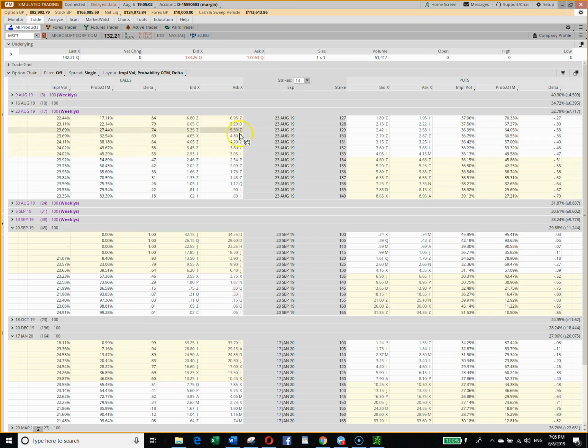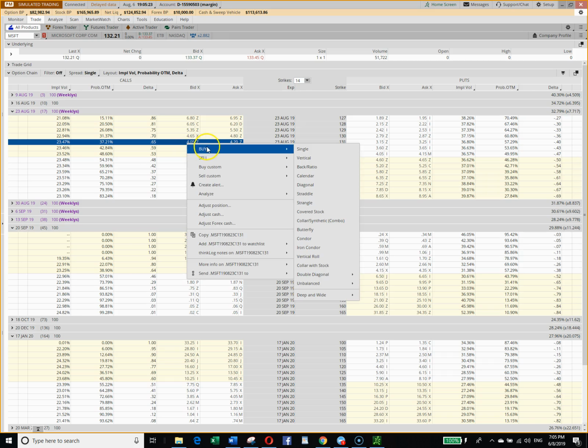It only shows you 14 options, right? You can click here to see all again, but we don't need that right now. So let's say I ask you to buy the Microsoft 23rd August 131 strike price option at 4.05. So this is a bid price. You will right click here, click buy, and choose single.